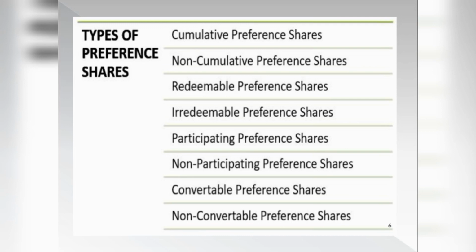The next is convertible preference shares. Under convertible preference shares, the preference shares can be converted into stock or equity after a certain period of time. Whereas in the case of non-convertible preference shares, this option is not available to those shareholders.